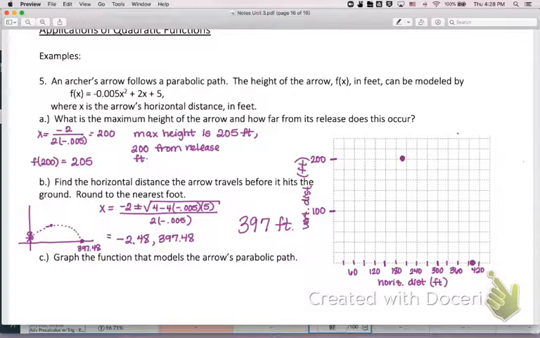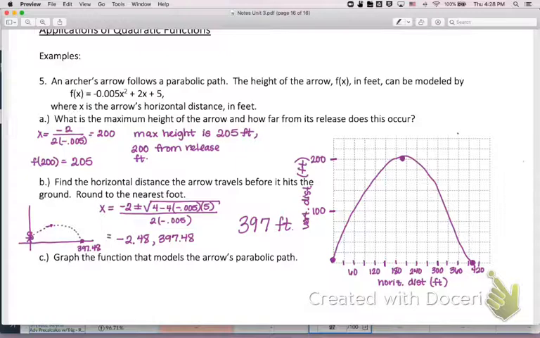So let's look at the y-intercept. If you plug in 0 to this function, f of 0, we get 0 squared plus 0 plus 5. So 5 is the y-intercept, and that's going to be somewhere very close to 0. So the graph looks something like that. That's not a great parabola, but you get the idea.